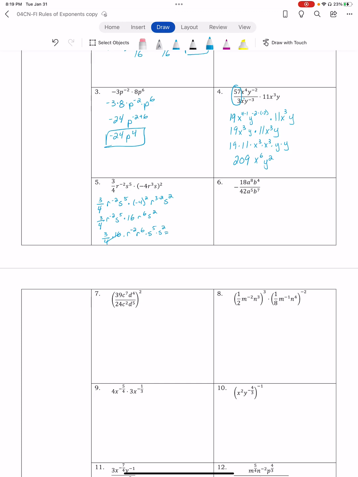So 4 goes into 16 4 times, so I have 12. And then I add my exponents here, so that's going to be r to the -2 plus 6, which is going to be r to the 4th. And then this right here, to consolidate, this would be s to the 5 plus 2. So this is going to be s to the 7th.